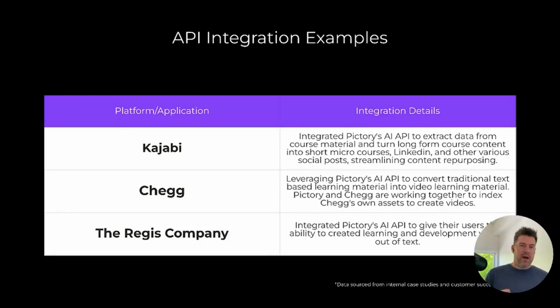If you look across these three users specifically, Kajabi is doing video summarization. Chegg is doing URL to video. Regis is doing text to video. So there are a lot of varying use cases here just within these three users that we're seeing, and we're here to support all of them.